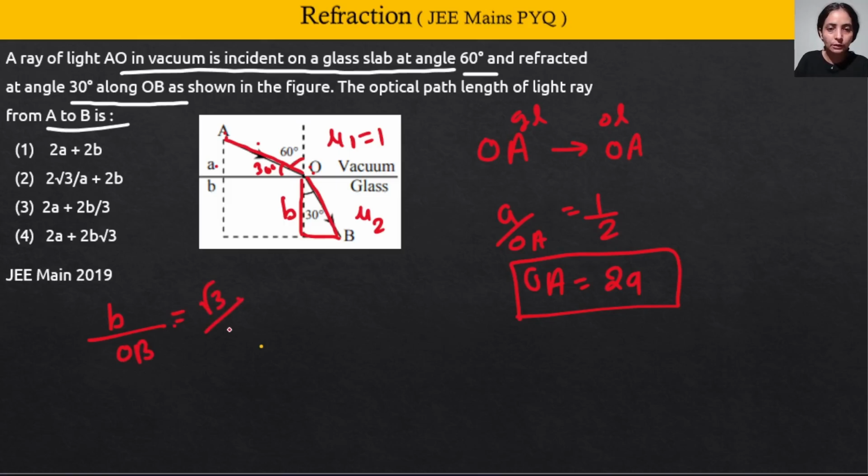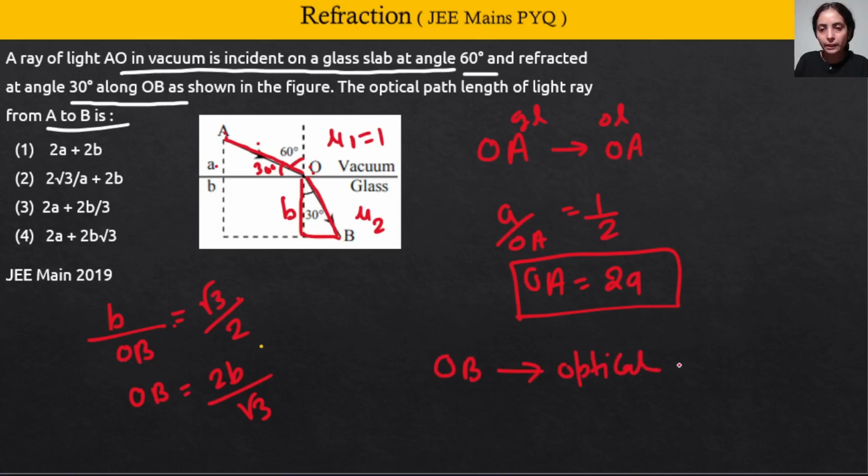So this is root 3 by 2, and OB will be equal to 2B by root 3. Now what will be the optical length for OB? This will be equal to mu 2 into OB, right? So this is basically mu 2 into 2B by root 3.